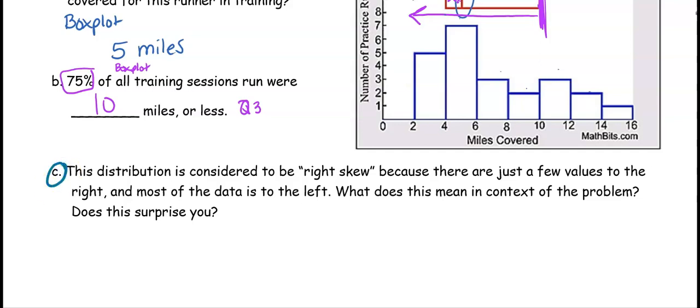That's the answer to part C. Again, there's just a few times that the runner ran those long distances. Okay, and that is it for this one.